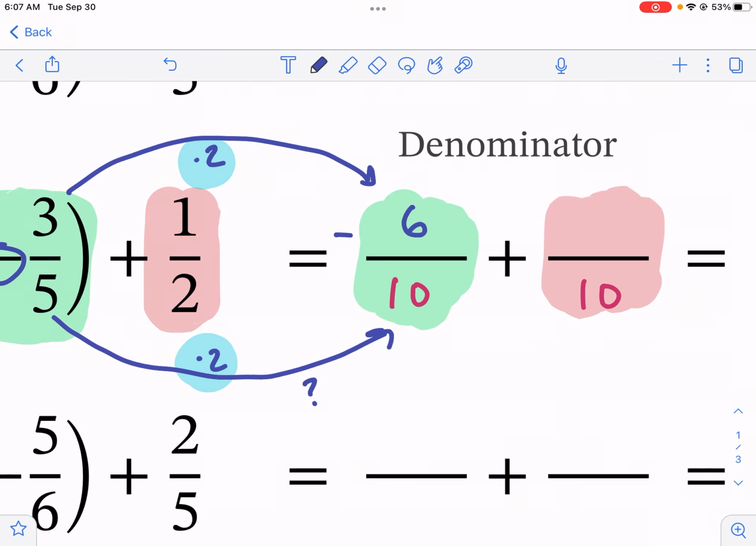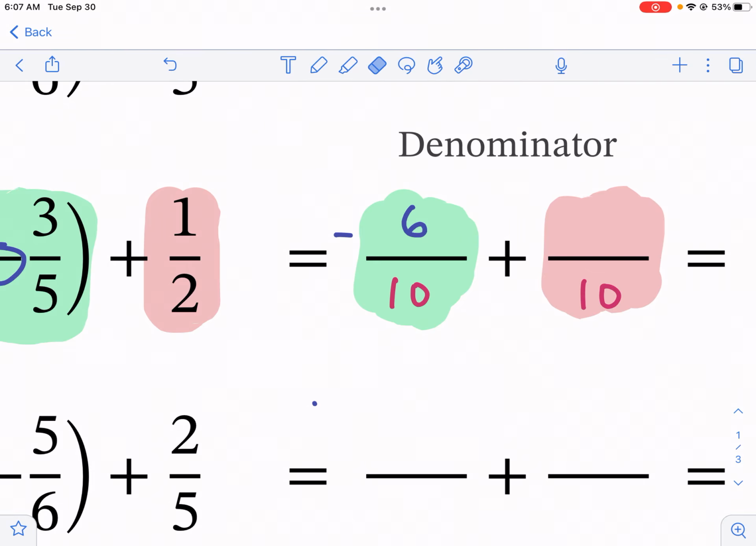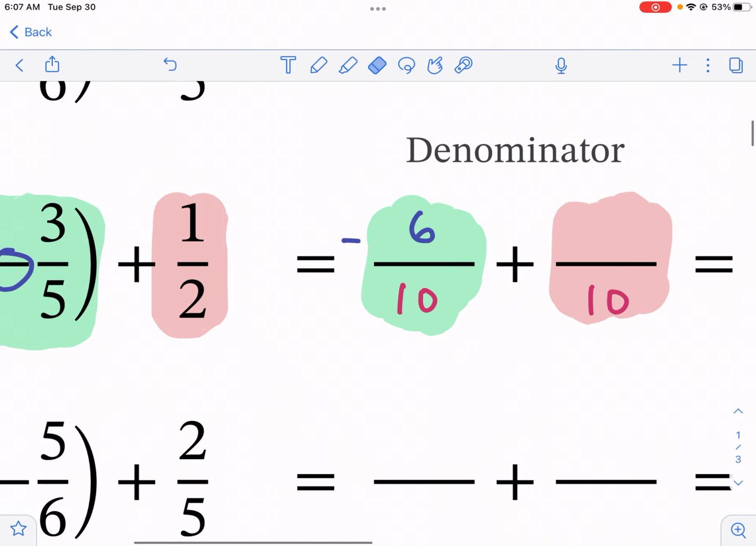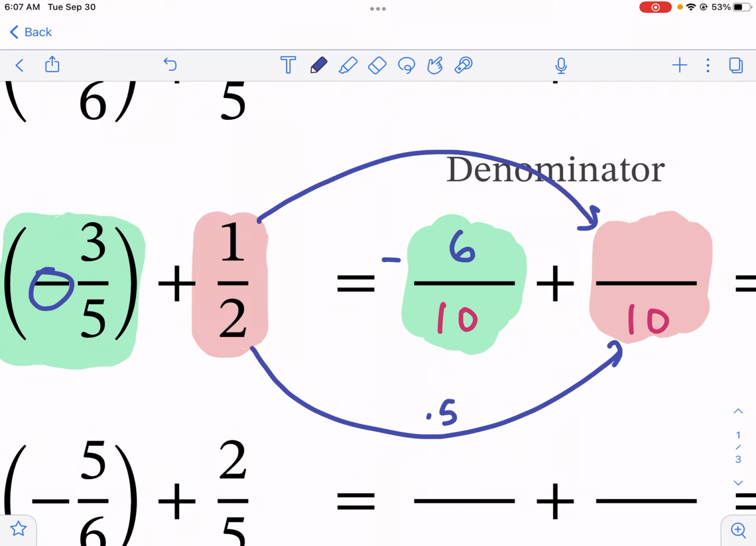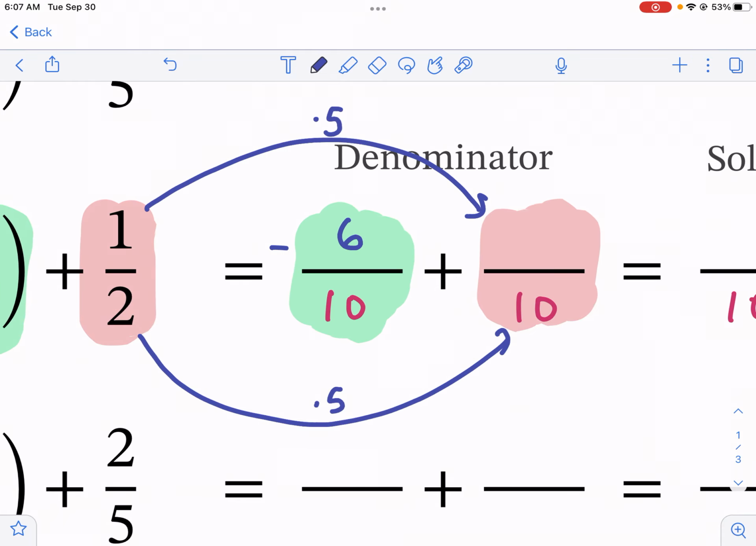Okay. Now I'm going to erase this just because I want to clean this up a little bit. So if you want to pause or rewind or whatever, that's fine. Okay. Now let's go to the next one. So I know that 2 times 5 is 10. But I also have to do that times 5 up top. So I would do 1 times 5 in the top, and I get 5.